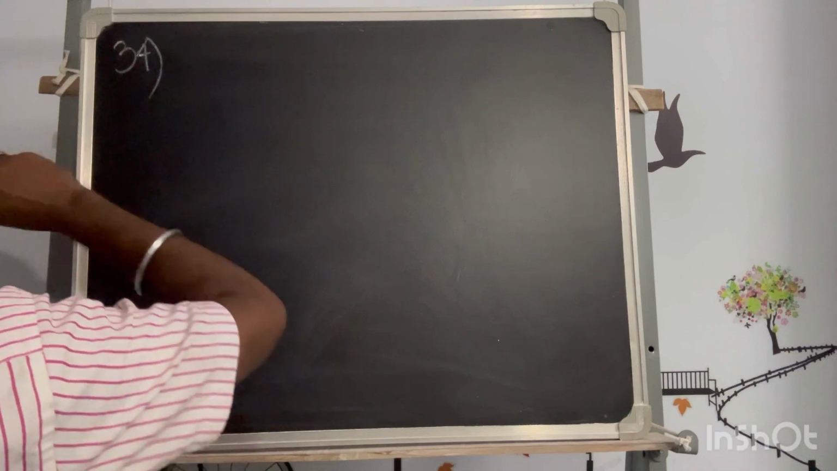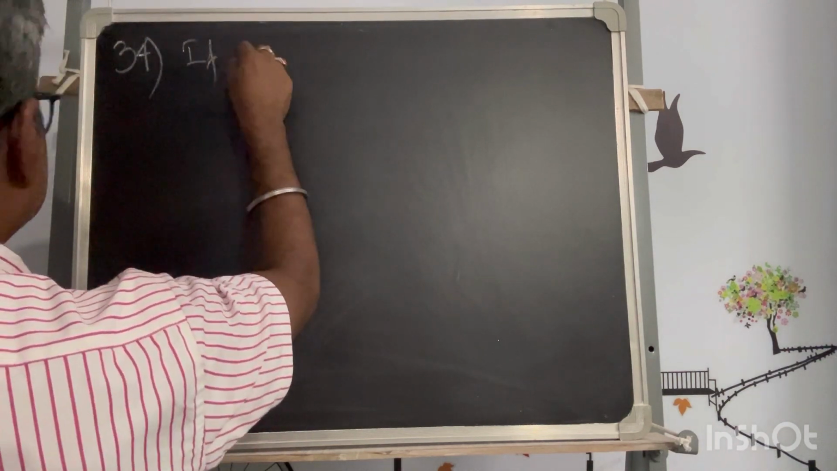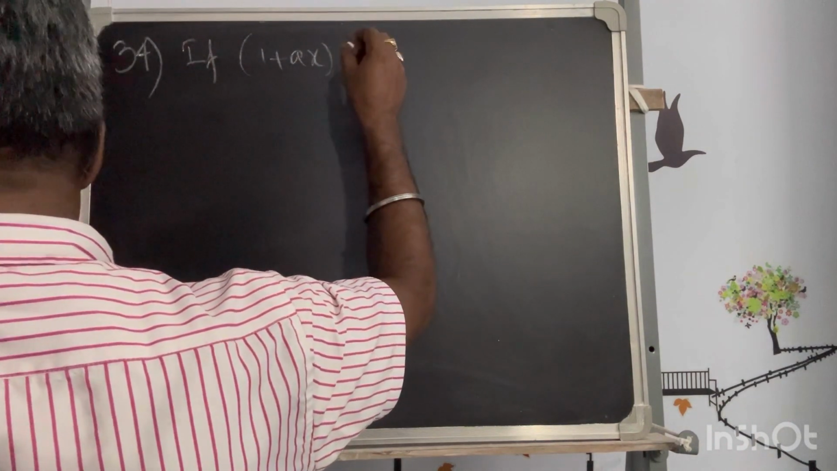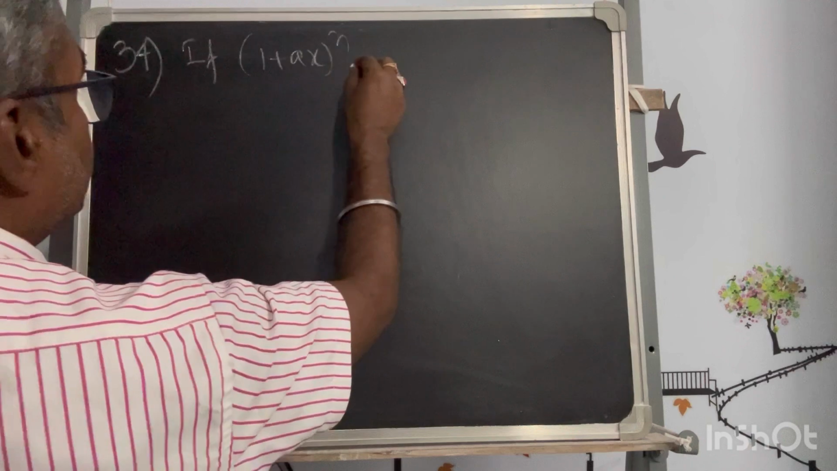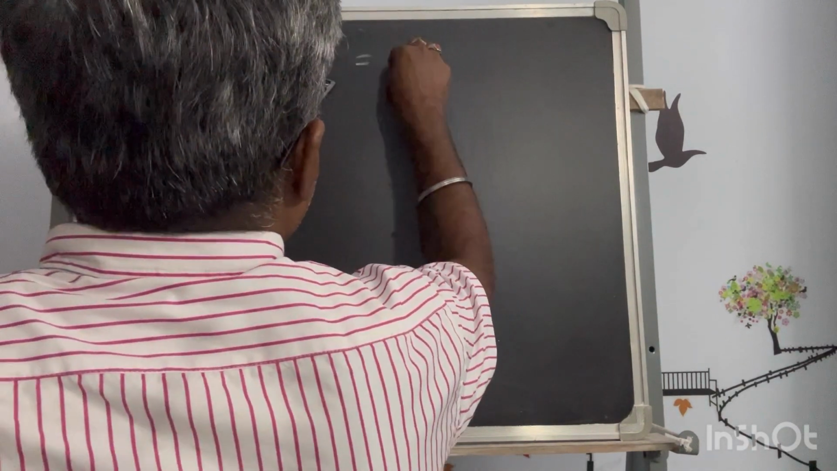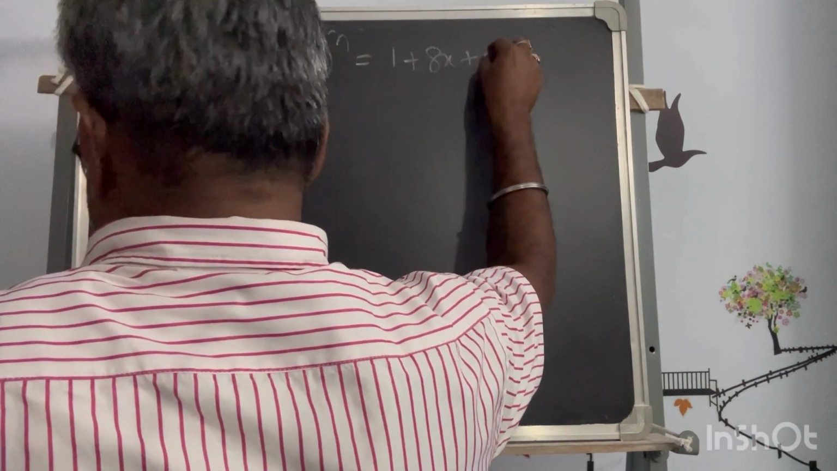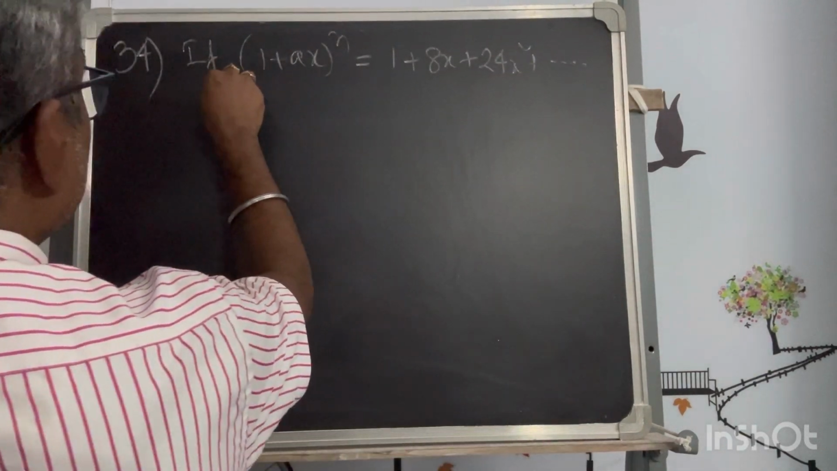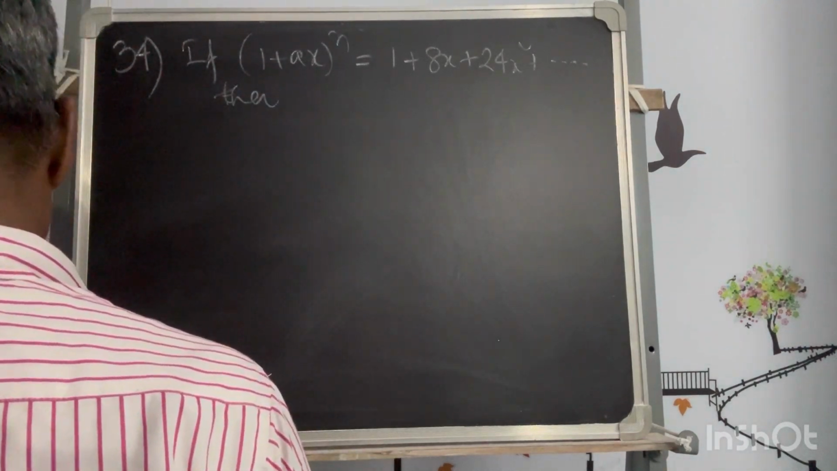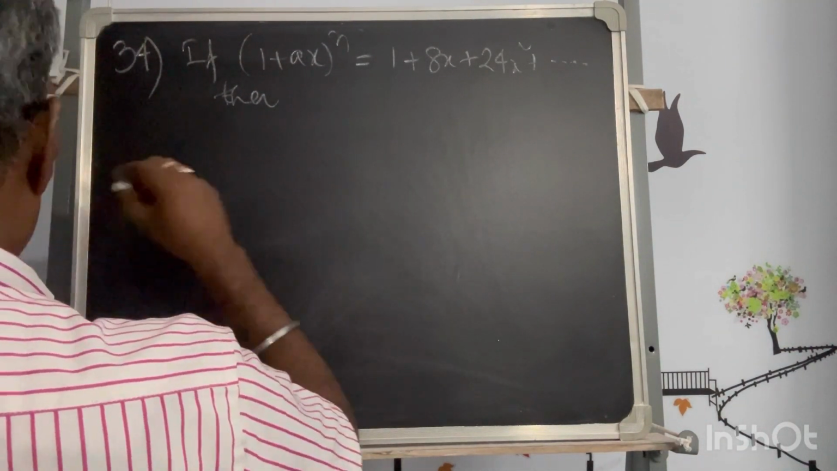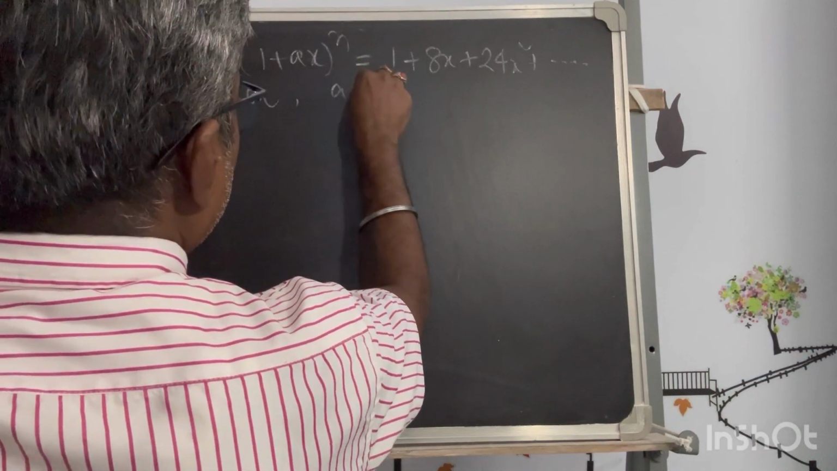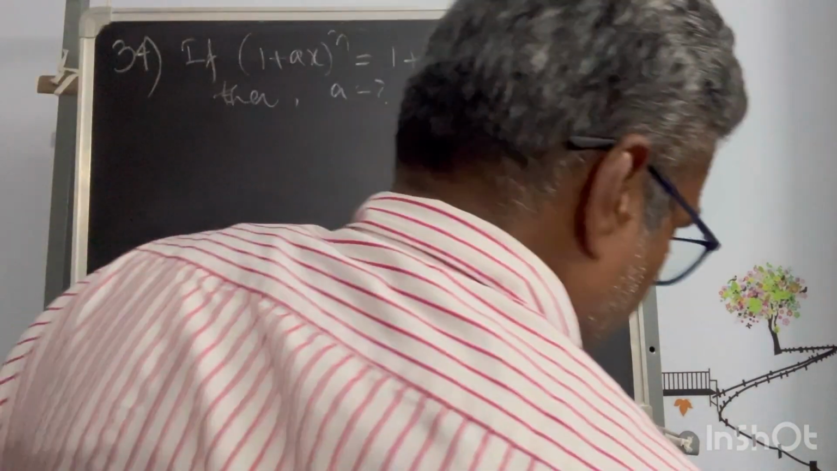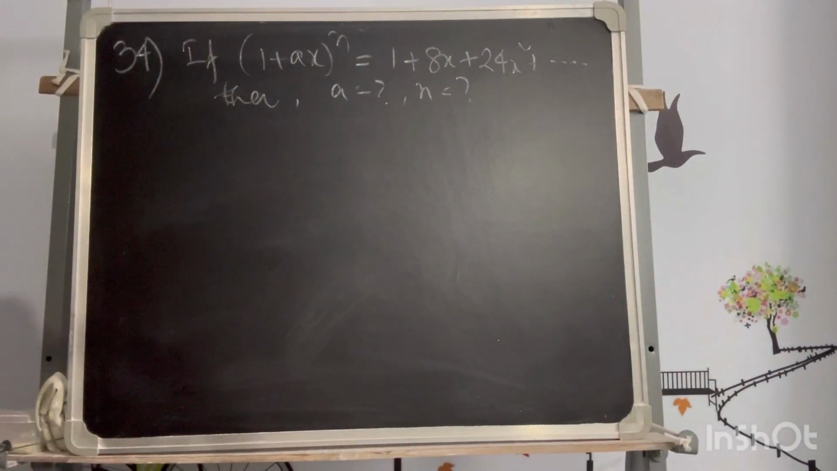Okay, if (1 plus ax) whole to the power n, when expanded, we'll get something like 1 plus 8x plus 24x square plus dot dot dot. Then we have to find the value of a or value of n, or both we can find. So what will be the values of a and n?